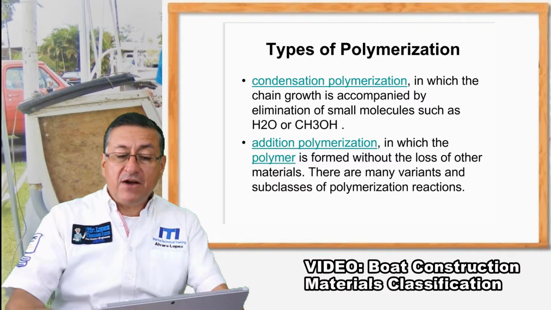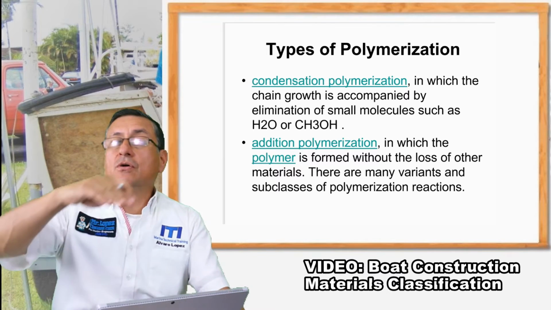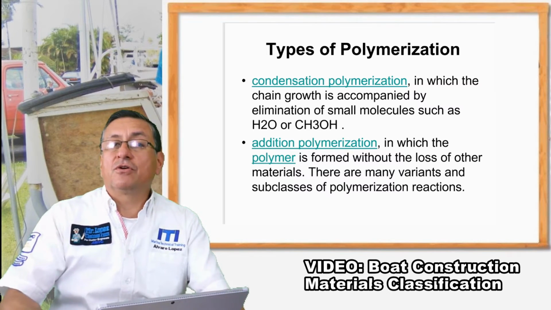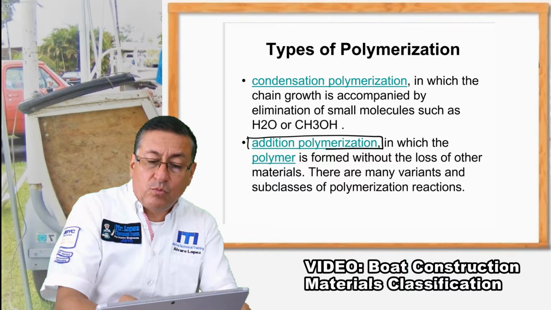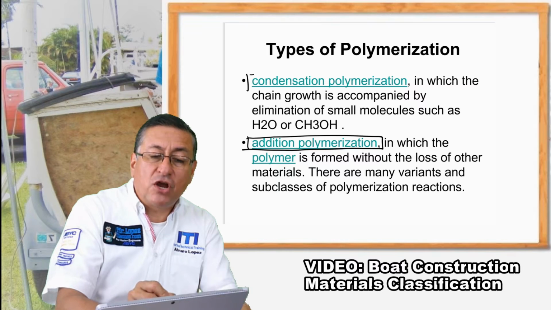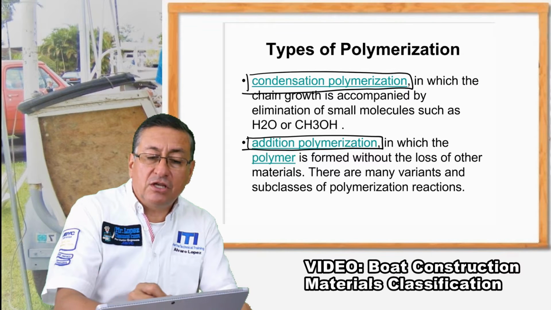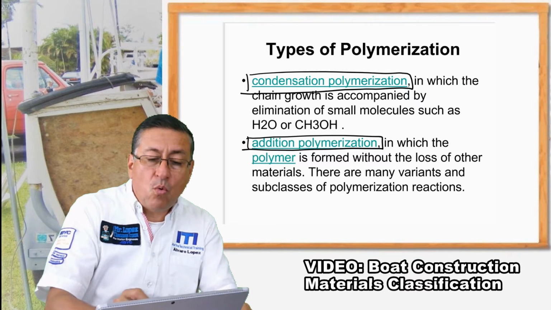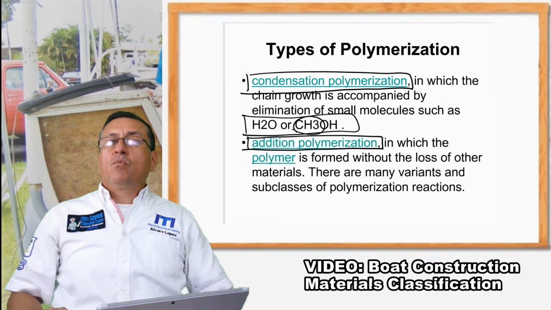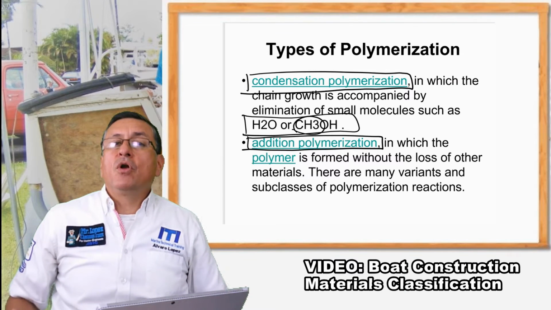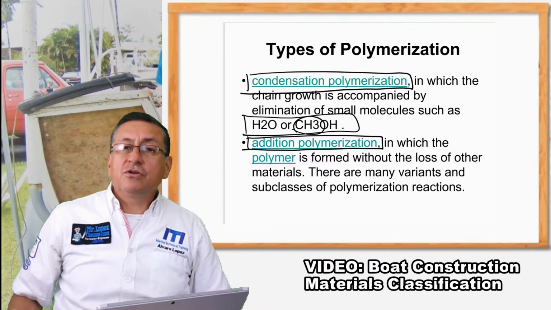There are many variants of subproducts of polymerization reactions. Okay, don't forget we have addition polymerization, and we have condensation. Normally the condensation polymerization produces water or hydrochloric acid. Okay, we have those types of polymerization, condensation or addition.